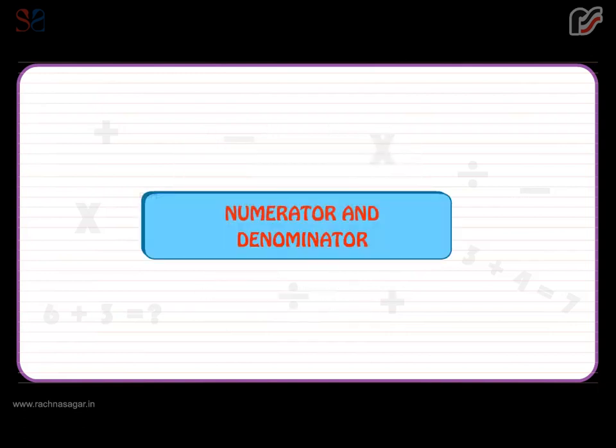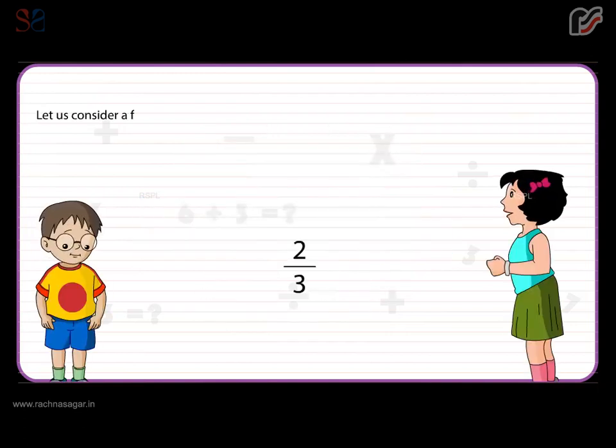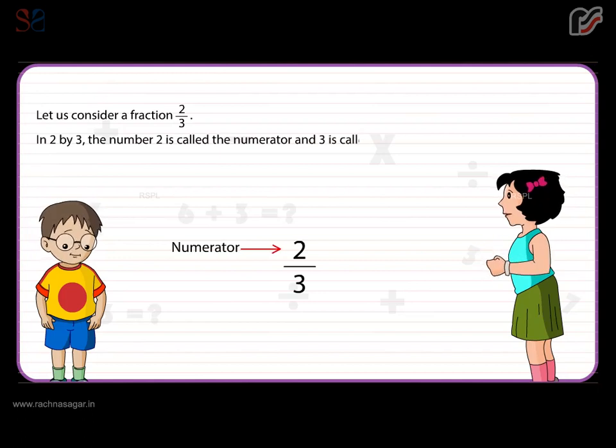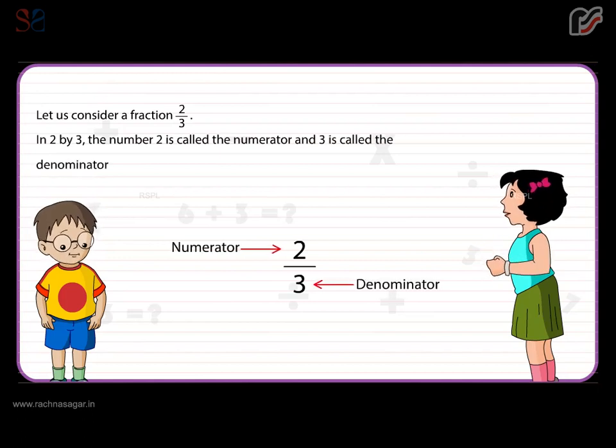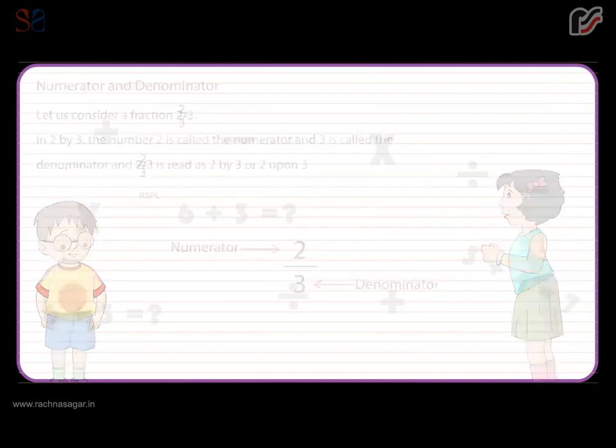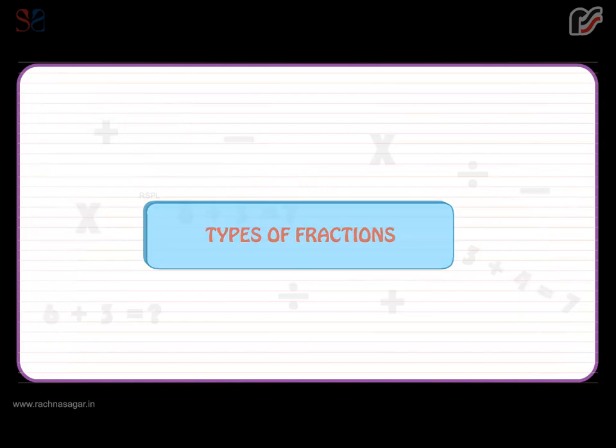Numerator and denominator. Let us consider a fraction 2/3. In 2/3, the number 2 is called the numerator and 3 is called the denominator, and 2/3 is read as 2 upon 3. Types of fractions.